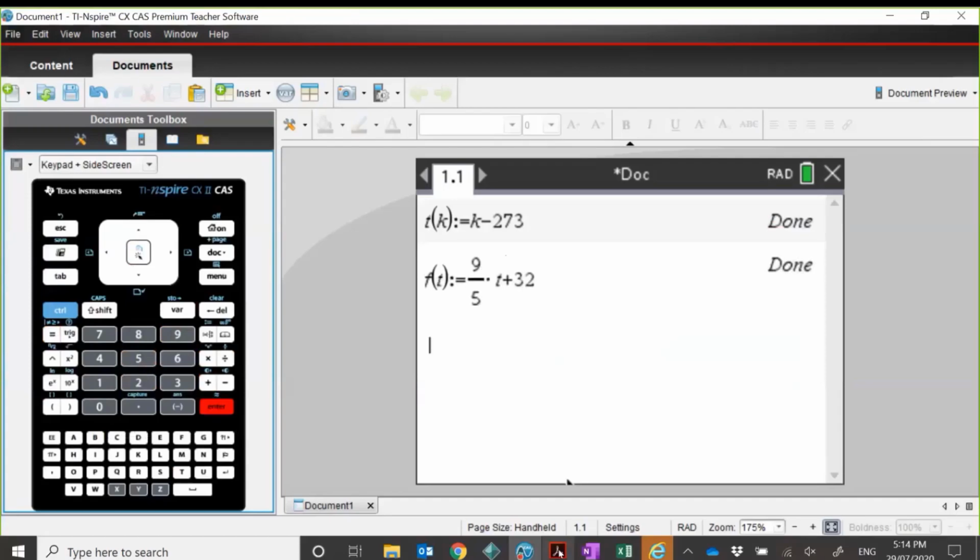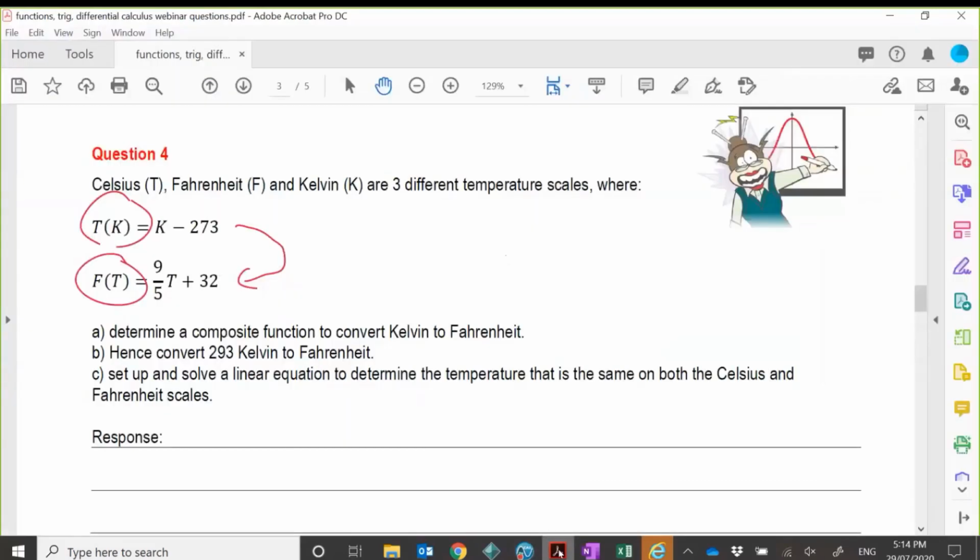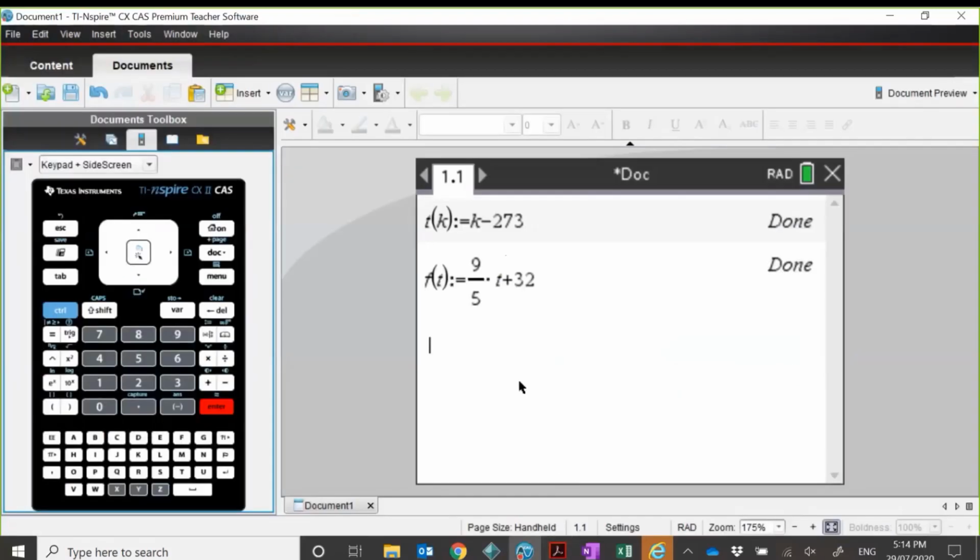And as we said, what we need to do is substitute the first Celsius formula into the second one. On the calculator, it's just a matter of going function F, and we're going to substitute in T(K), so F evaluated at T(K). And there is our result. So that is the formula for Fahrenheit in terms of Kelvin: 9/5 K take 2297 over 5.